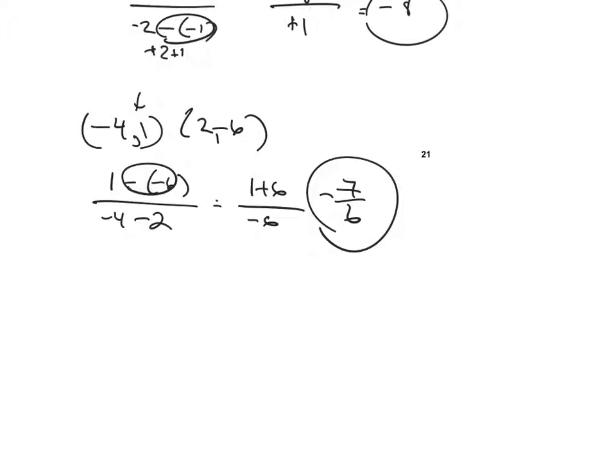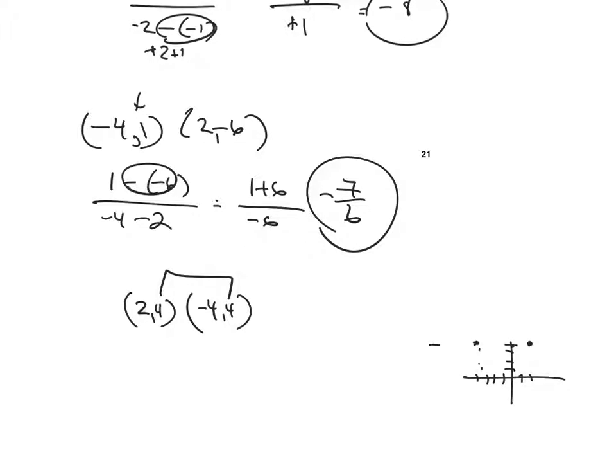Now, what's interesting is on the second to last one where you've got 2, 4, and negative 4, 4, what you have are the y values repeating. So if the y values repeat, that means you've got a number 2, 4, but you also have a negative 4, 4, and you have a horizontal line. That's if the y values repeat.